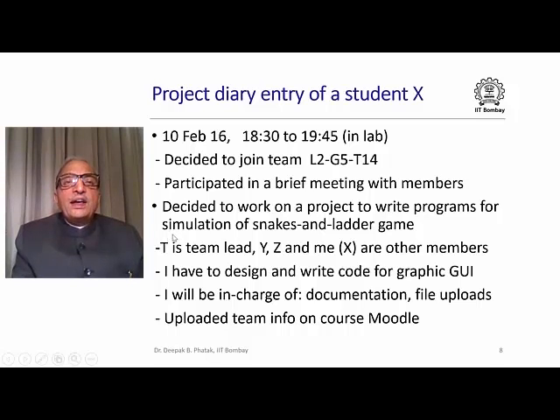Notice some details which are recorded here. T is the team lead. Y, Z and me, who is X, are other members. So the membership is recorded. I have to design and write code for the graphic user interface. So my role is now decided.